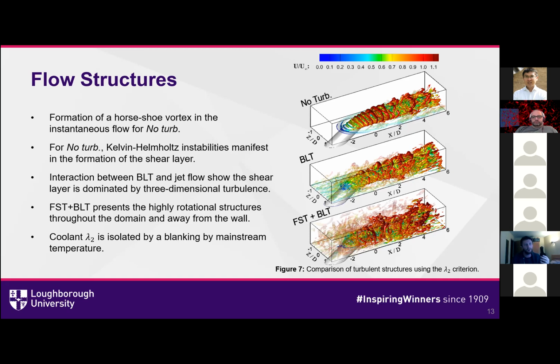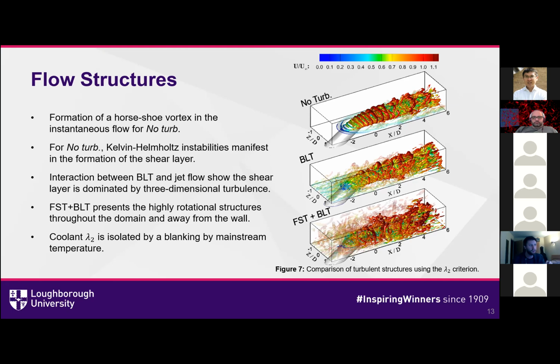They're very two-dimensional, and although this does break down into three-dimensional structures downstream, this is going to clearly have an effect on the lateral mixing between the hot and the coolant. Now, for the boundary layer turbulence, we have these incoming hairpin-like structures that immediately impact the shear layer, and that shear layer is almost dominated by three-dimensional turbulence from the point of separation, which drastically drives the mixing. And you can see those three-dimensional structures progressing downstream.